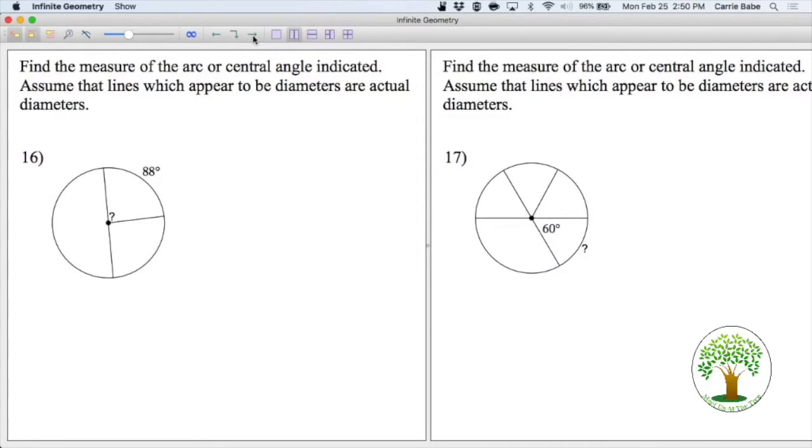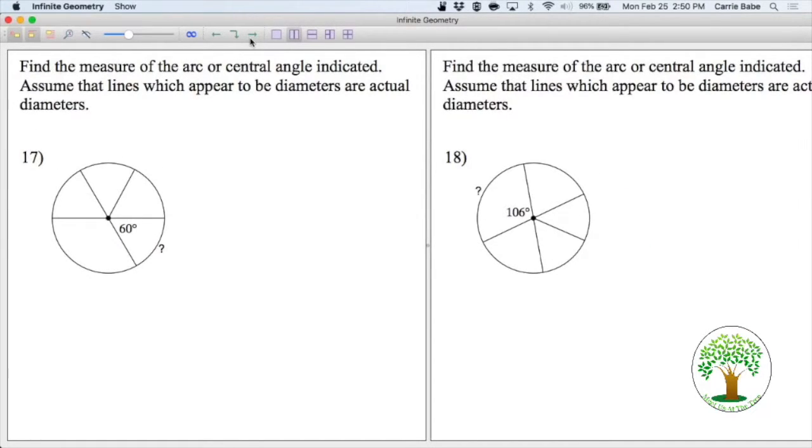All right, number 17. Wait, so are they all just going to be the same exact side thing? Yes. Find the measure of the arc or central angle indicated. Assume the lines which appear to be diameters are actually diameters. So what's that question mark going to be? 60 degrees. Done.